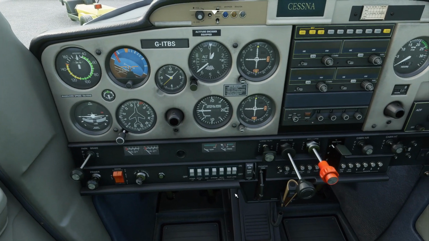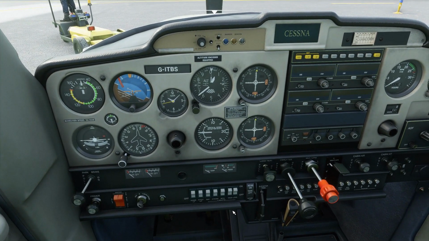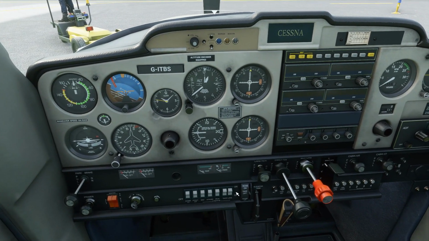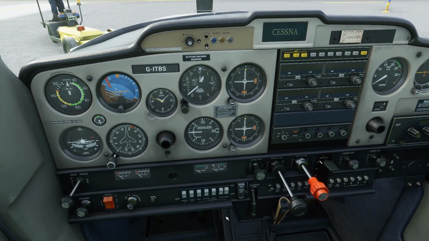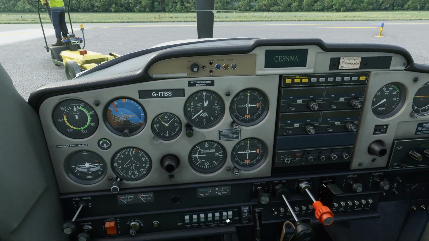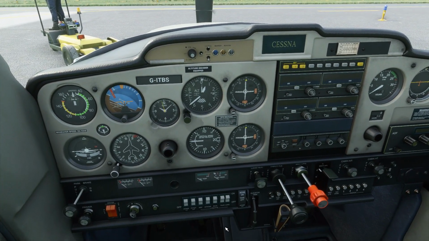Next we have the taxi light. That's basically like the headlights in your car. We use that when we're taxiing around the airport just to help illuminate the taxiways. And the same for the landing light. We have that on for the takeoff and the landing. And again, it's similar to a headlight. It just helps to see where we're going, particularly at night, and also helps once again to make the aircraft more visible when we're in the air.